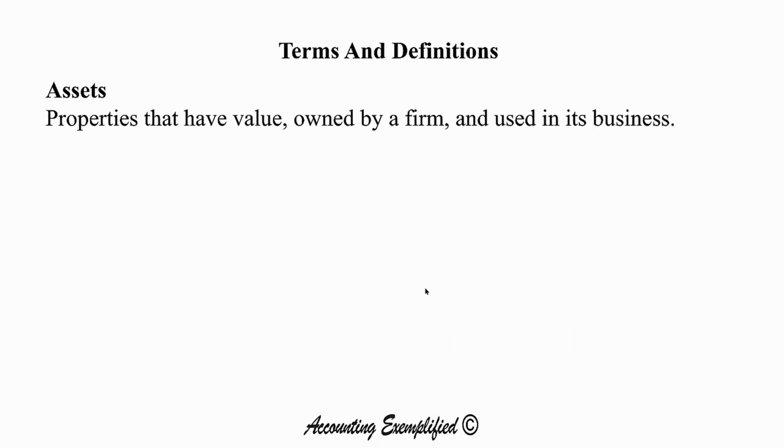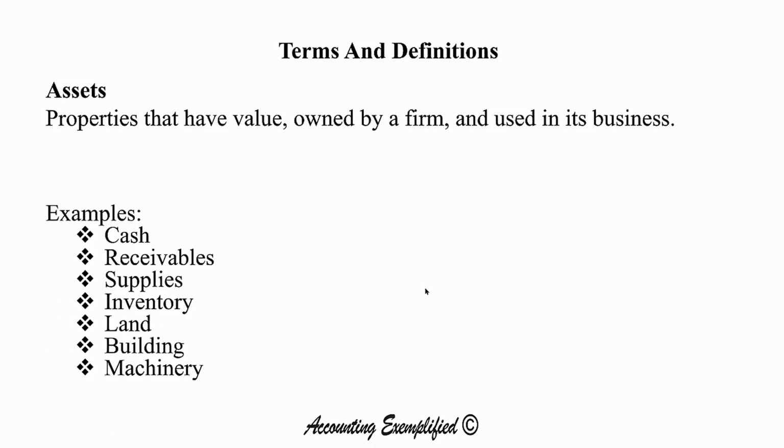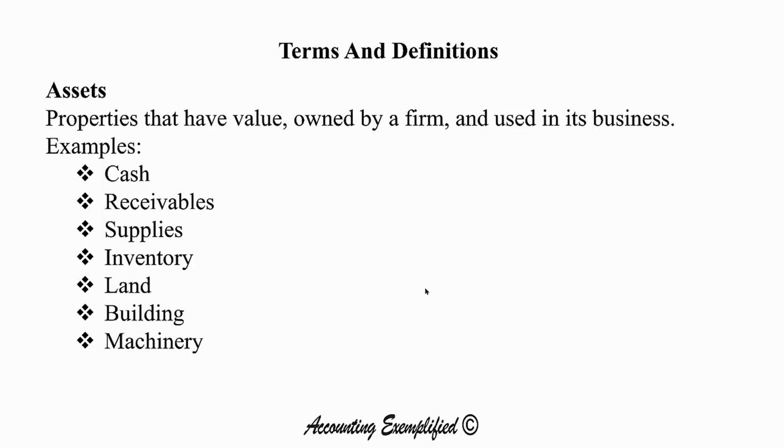Now, terms and definitions. Assets. What are assets? These are properties that have a value and are owned by the firm, and they should be used in the business. All these characteristics should be present. If one of the elements is lacking, then that particular property cannot be classified as an asset. Examples: cash, receivables, supplies, inventory, land, building, and machinery. If these are used in the business, then they will go under the account group called assets.